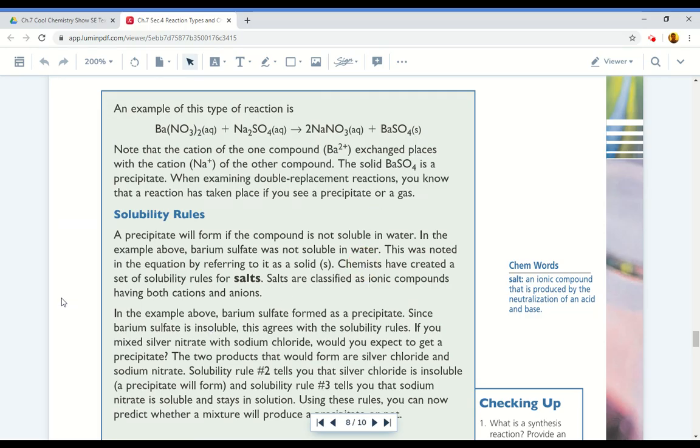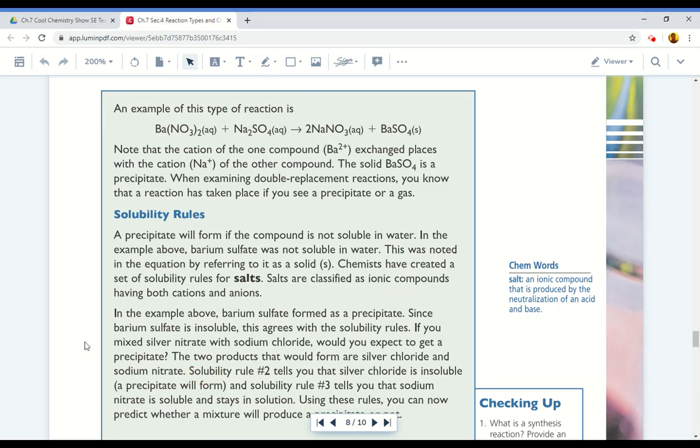Chemists have created a set of solubility rules for salts. Salts are classified as ionic compounds having both cations and anions. In the example above, barium sulfate, right here, formed as a precipitate. Since barium sulfate is insoluble, this agrees with the solubility rules. If you mixed silver nitrate with sodium chloride, would you expect to get a precipitate? The two products that would form are silver chloride and sodium nitrate.